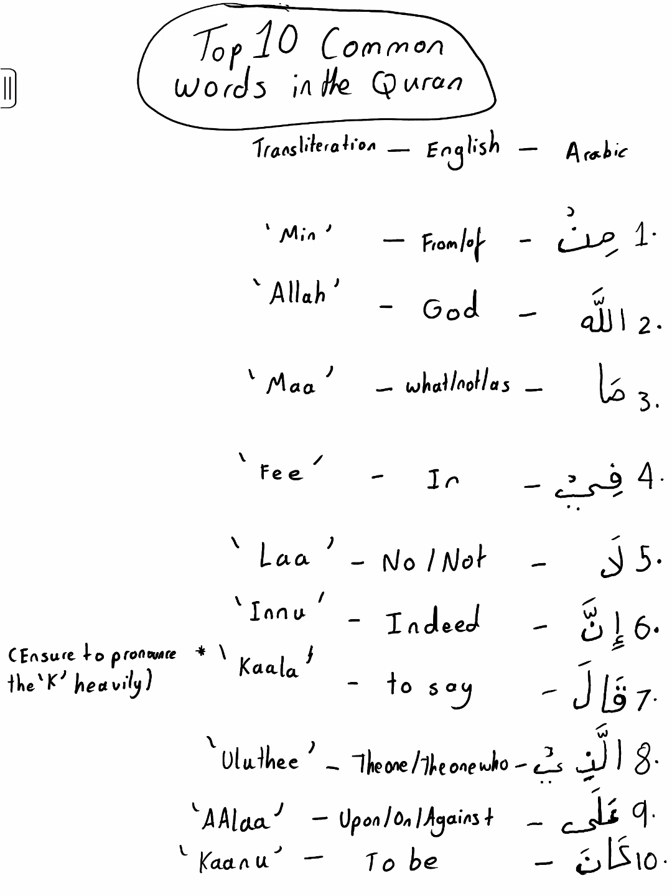Next word, fi. So this word means in, and it's very, very simple. If I gave you an example in a sentence, Ana fil masjid, I am in the mosque. Simple and easy. If we look at word number 5 then, la. So this word, very easy, it means no or not. Its antonym would be na'am, which means yes. It's a very simple word.